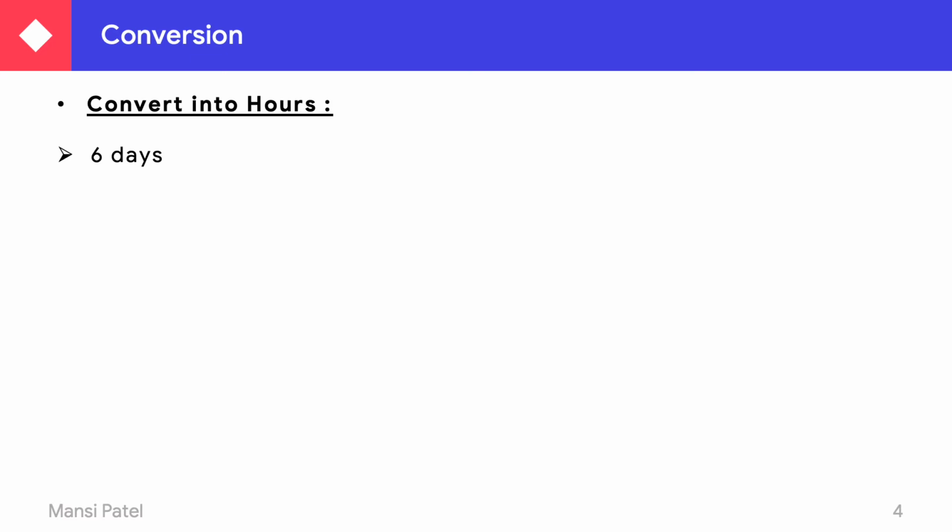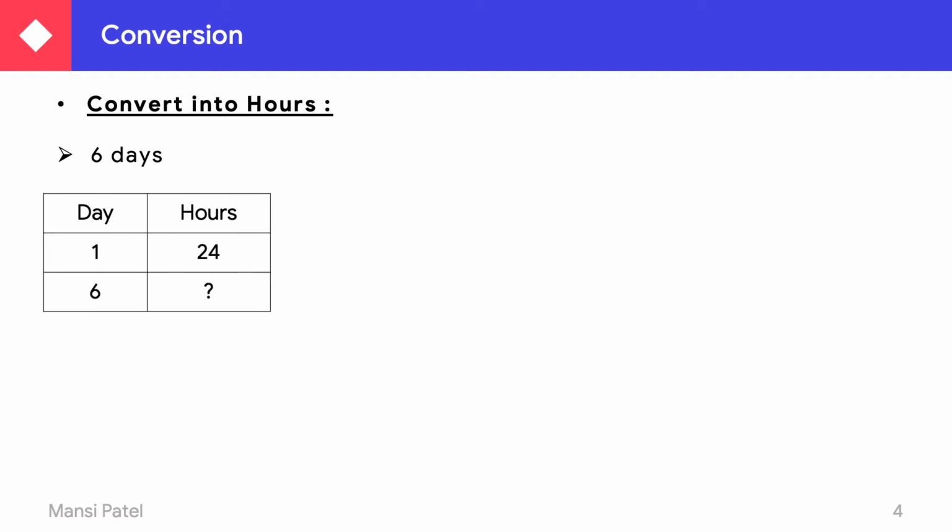Let us revise. Here I am giving you days and you have to convert these days into hours. The things which are given, you have to write down on the left hand side, and the things which you have to find out, you have to write down on the right hand side. So here what I have given you is days, and you have to convert these days into hours. So we have to find out hours. Just write down days on the left hand side and hours on the right hand side.